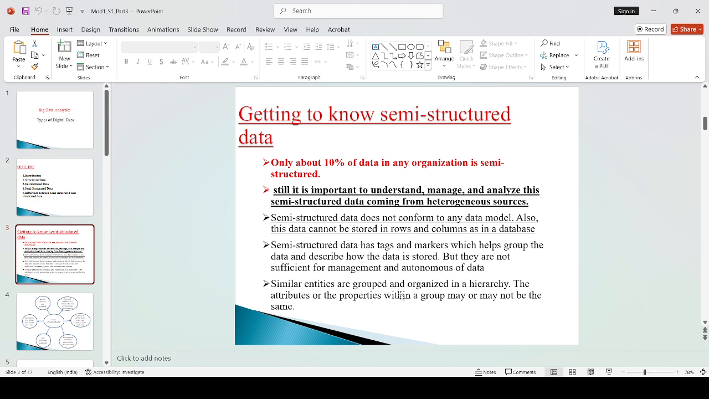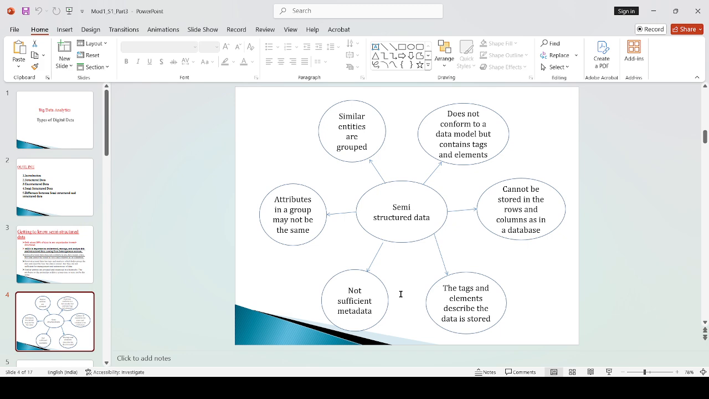Although only about 10% of an organization's data is semi-structured, it plays a very important role because it is commonly exchanged between different applications and systems. For example, XML files, JSON applications, and emails contain some structure, but they are flexible and do not require all records to have the same fields.